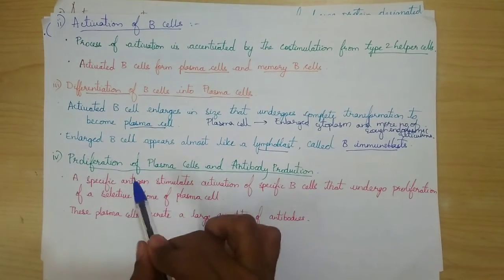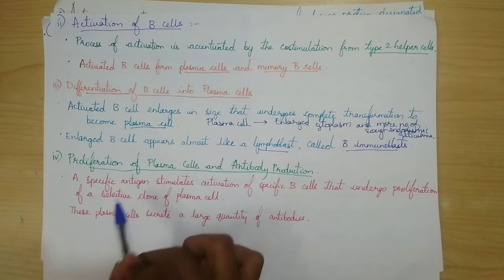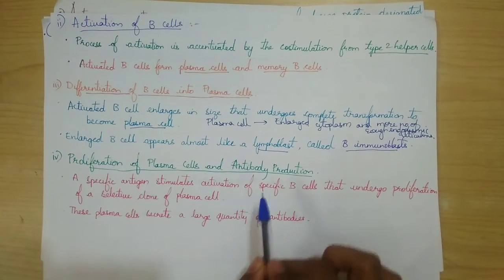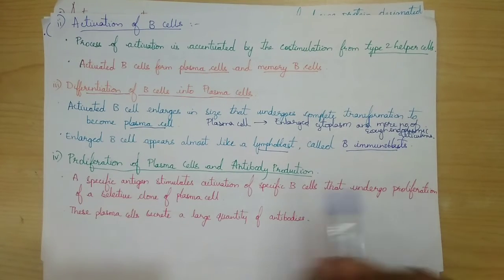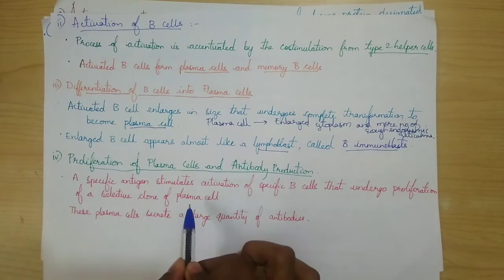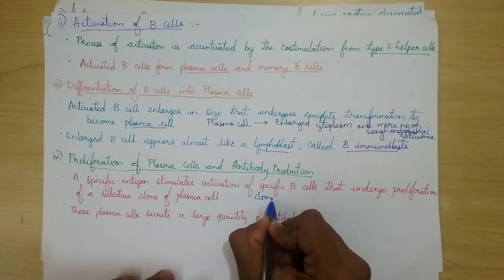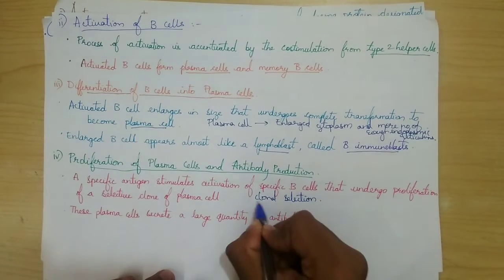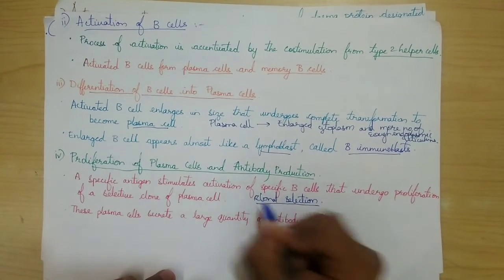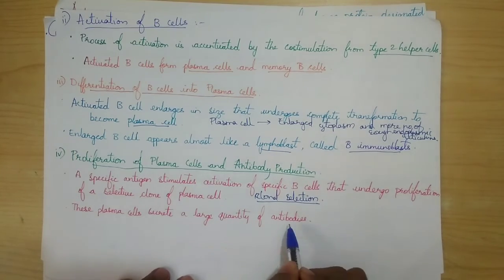The next step is proliferation of plasma cells and antibody production. A specific antigen stimulates activation of specific B cells that undergo proliferation of a selective clone of plasma cell. This is called clonal selection. These plasma cells secrete a large quantity of antibodies.